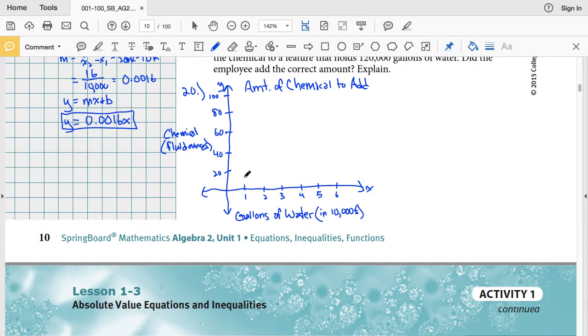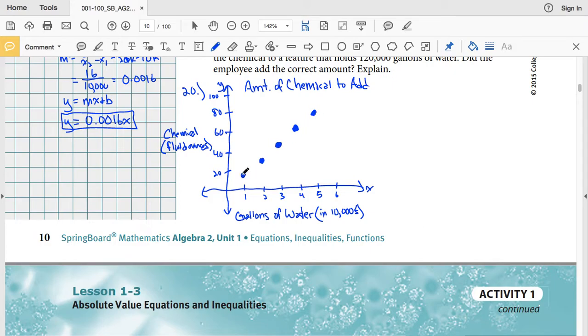So at 10,000, we had 16 fluid ounces. So we got 10,000, which is 1, and 16, I don't know, about right here. At 2, we had 32. Let's call it here. 3, we had, what was that, 48? Let's call it here. 4 would be 64, I believe we had. And 5 we had 80.